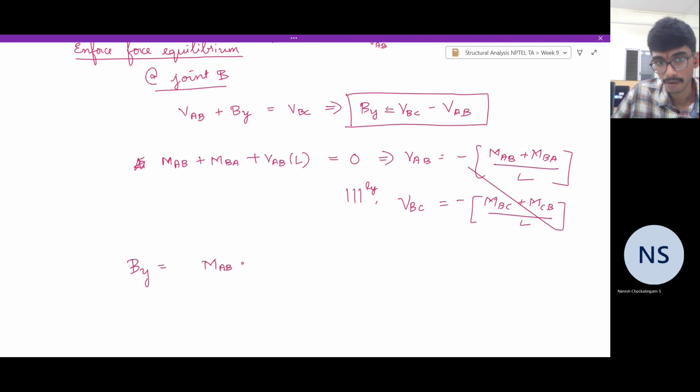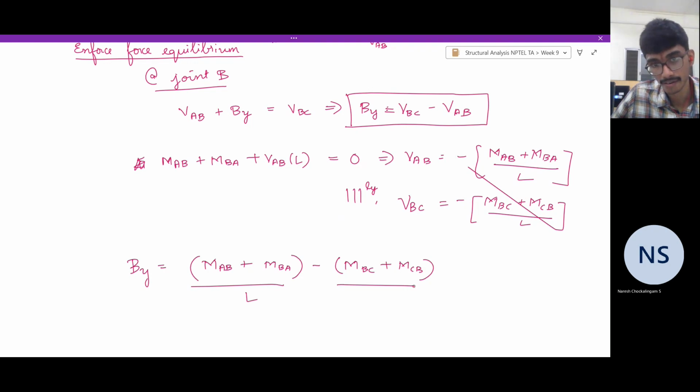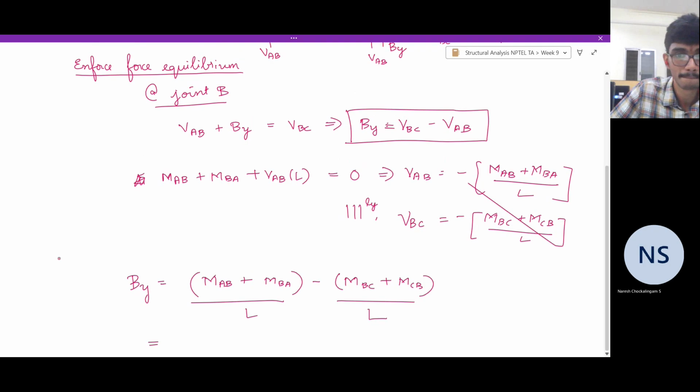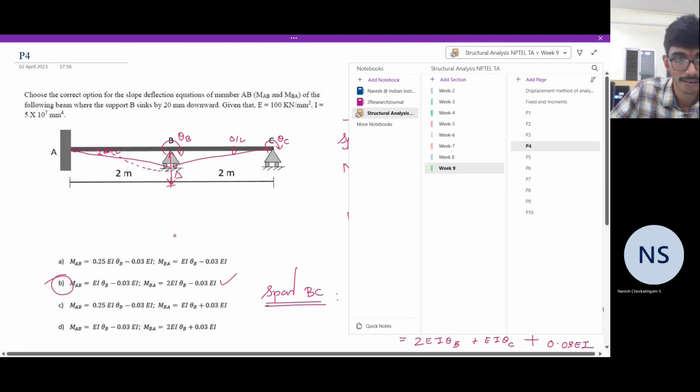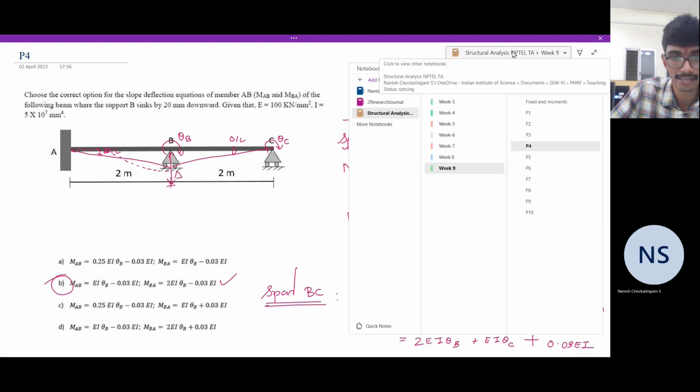By is equal to MAB plus MBA minus (MBC plus MCB) divided by L. So substitute all our values into this. We already got MAB. What is MAB? MAB is EI theta B minus 0.003 EI.